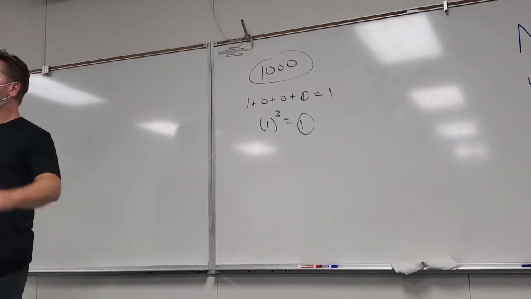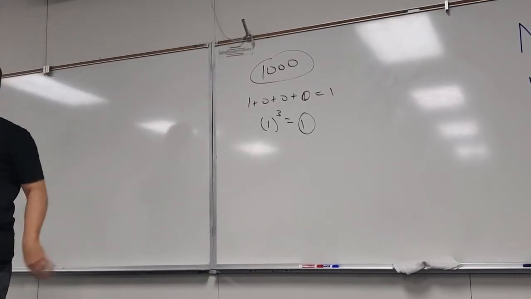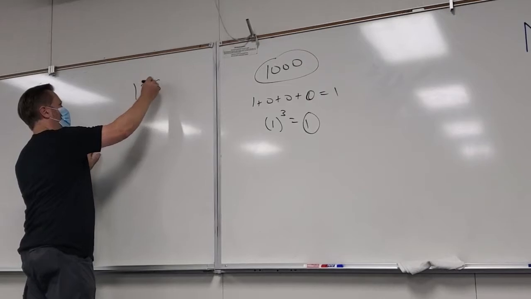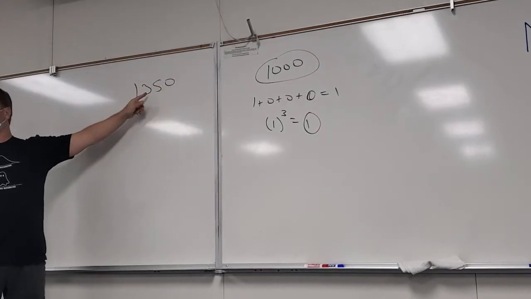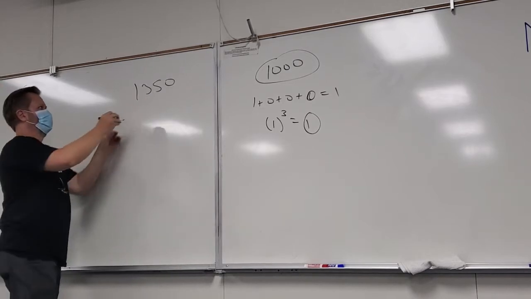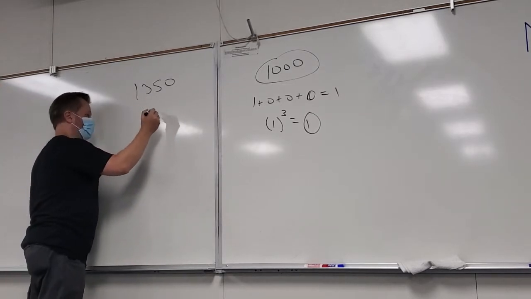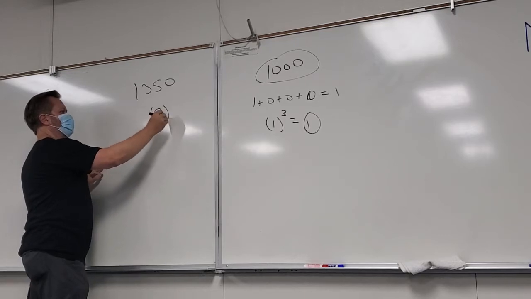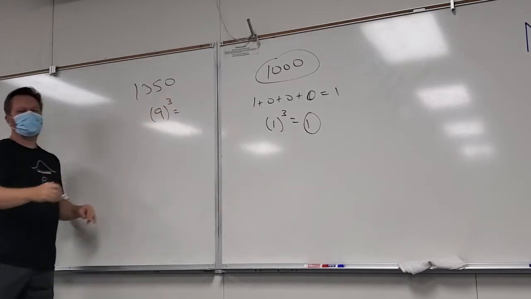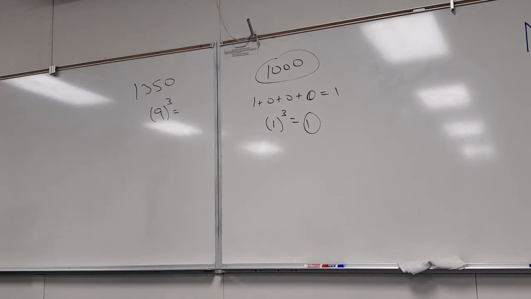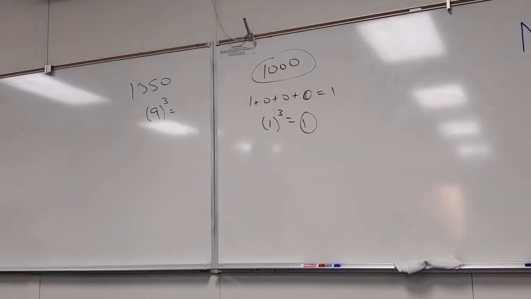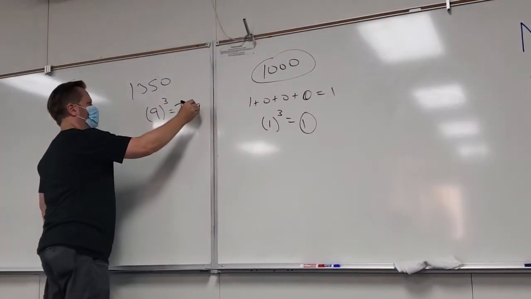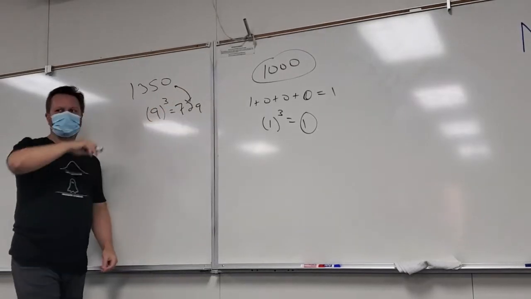Somebody else give me a more diverse 4-digit number. 1350. All right, so what's the sum of this number's digits? 9. And what's 9 cubed? That is exactly right. It'd be 81 times 9. 729. That's it. Are these equal to each other? No. Do you see how we're getting closer though?